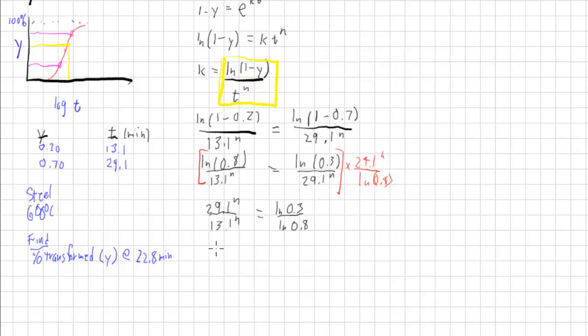But this side we can simplify. We simply have 29.1 divided by 13.1 all to the n, and this evaluates out to 5.40.